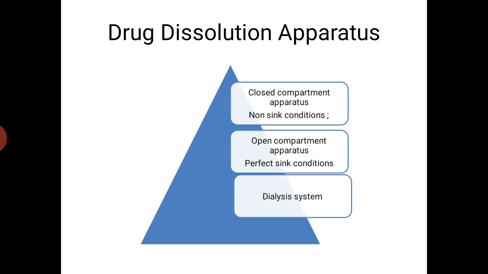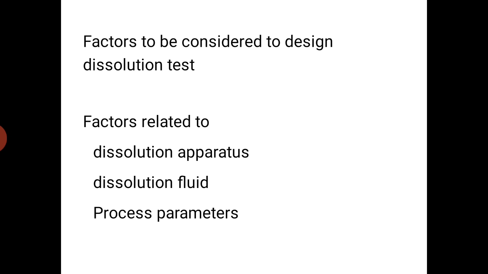So a closed compartment maintains a non-sink condition, an open compartment maintains a sink condition, and we have a dialysis system. These dialysis systems are used especially for very poorly soluble drug molecules, and the speciality of the dialysis system itself is that it maintains a sink condition. So these are the different types of apparatus, the general classification.